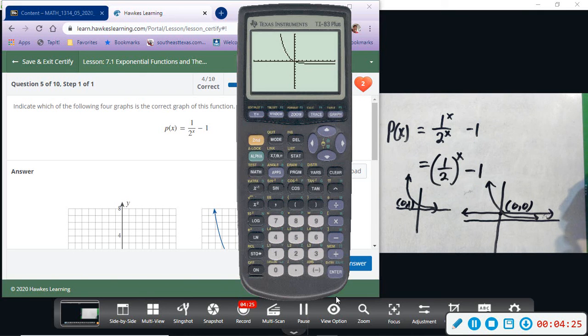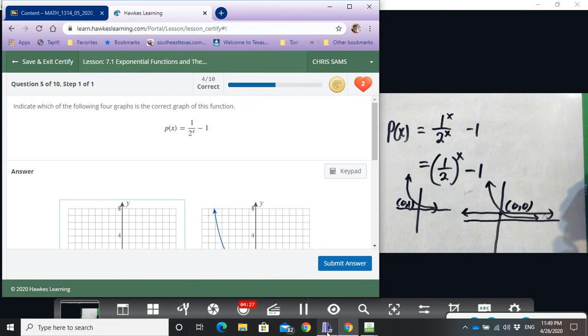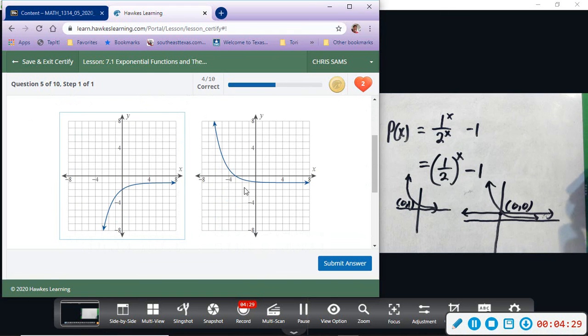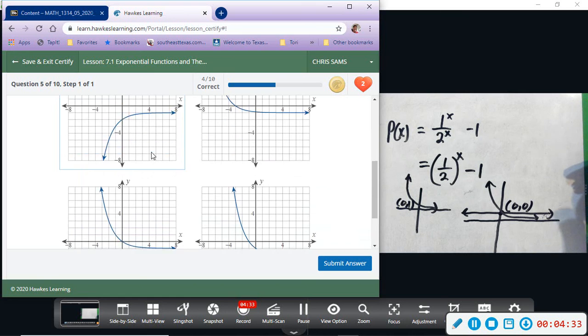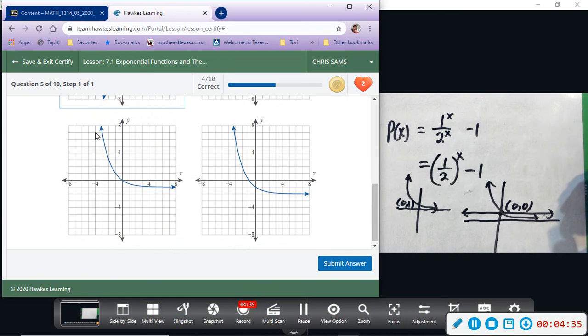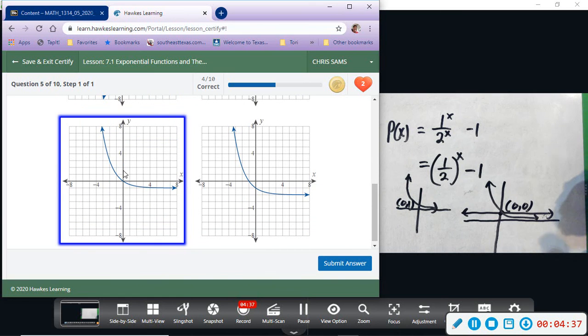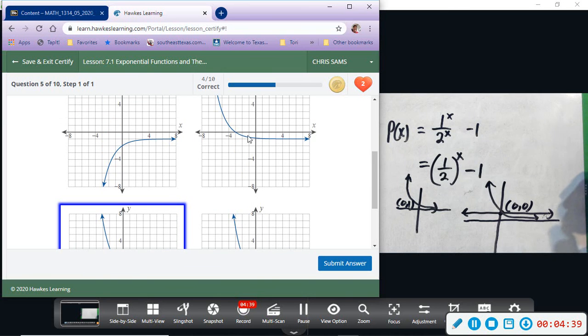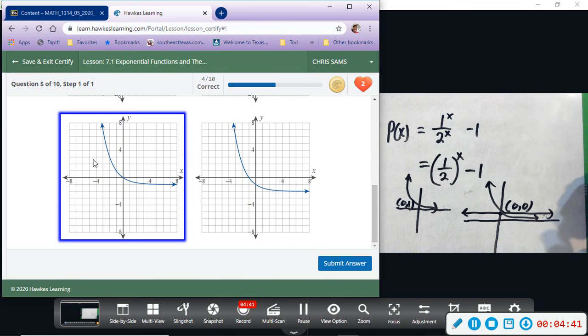Okay, so you can graph these and just kind of pick out the picture that matches, but being able to do it by hand will also help you. So going through (0, 0), this is the only one I've seen. None of these others even go through (0, 0) with decay. So this is the one we want.